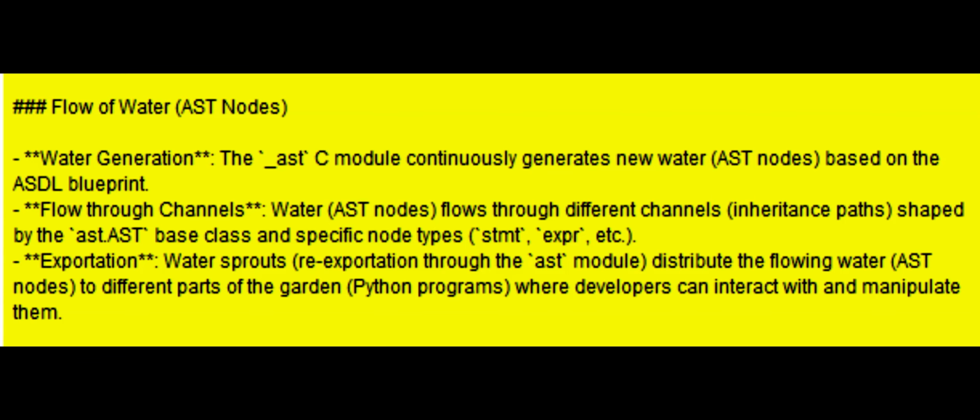Flow of water, AST nodes. Water generation: the _ast C module continuously generates new water, AST nodes, based on the ASDL blueprint. Flow through channels: water, AST nodes, flows through different channels, inheritance paths, shaped by the AST base class and specific node types, stmt, expr, etc.